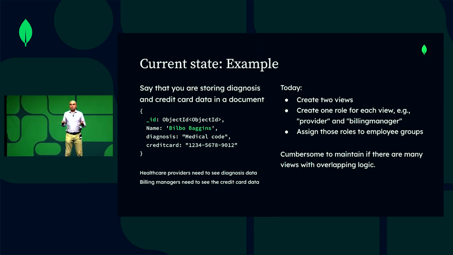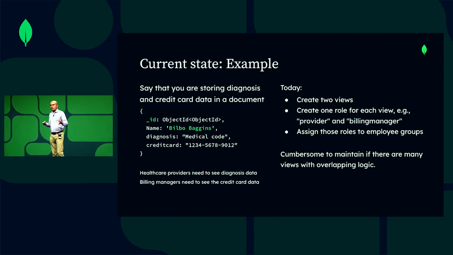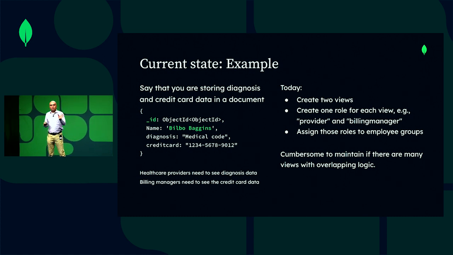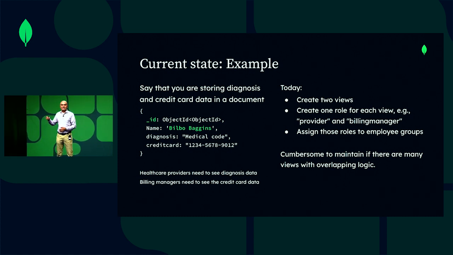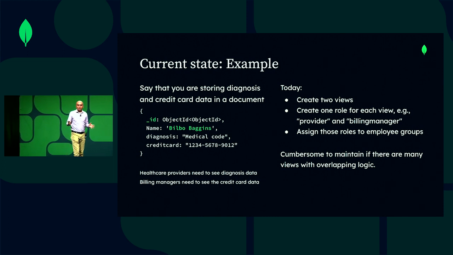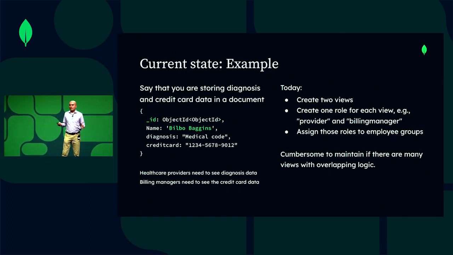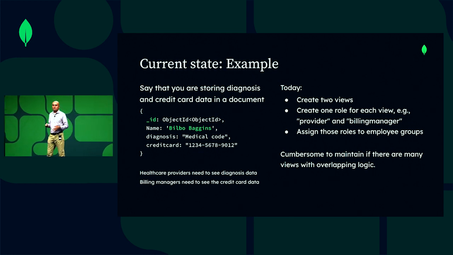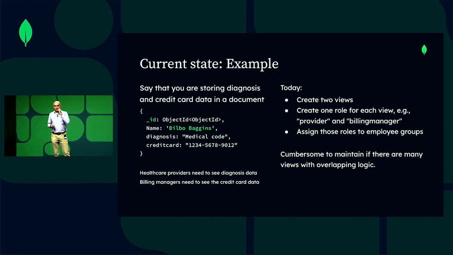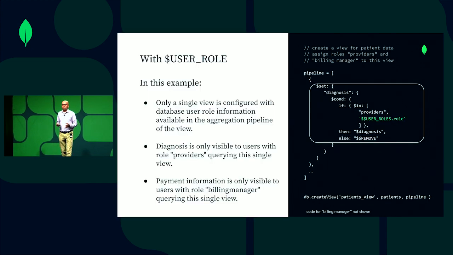The reason you have to create two views is because the database role information of those users is not available inside the aggregation pipeline that is set up in each single view. This is fine if you only have two views, but if you have a large number of views with overlapping logic, then the complexity of maintaining these views starts to grow. To address this problem, we have introduced this user role feature.